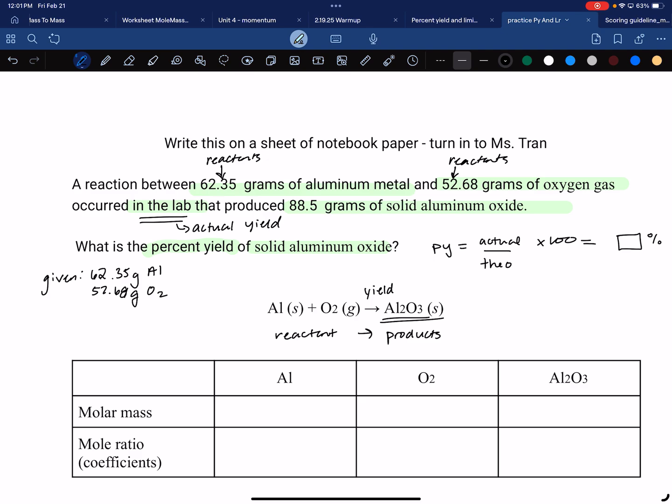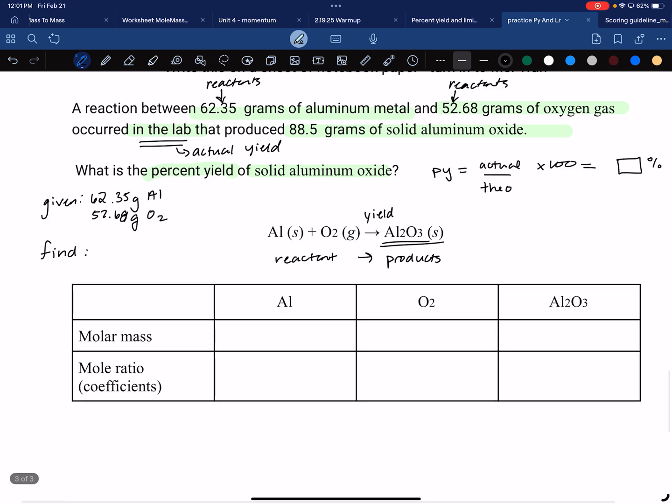So I'm in my 5th period right now. So 5th period, what is my find? What am I trying to find? Aluminum oxide. So I'm trying to find aluminum oxide, and give it a second. It'll update. So I'm finding grams of aluminum oxide.